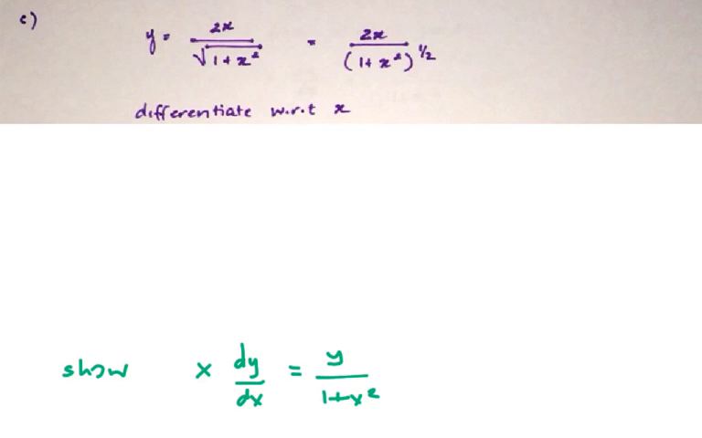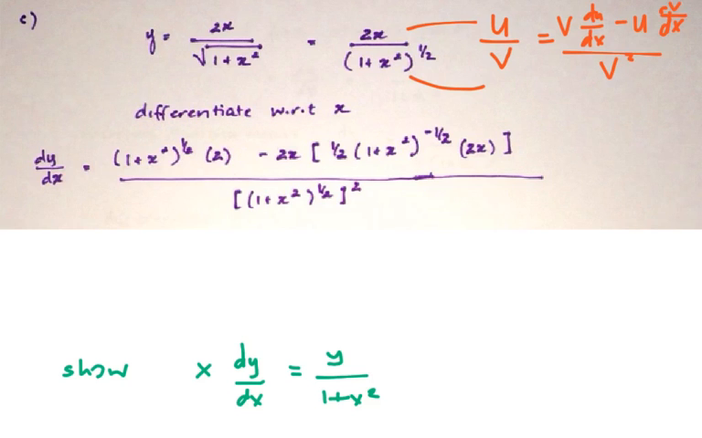So because we have a fraction, we are going to utilize the quotient rule when we're differentiating with respect to x. Therefore, this means that 2x is going to be our u, and 1 plus x squared all to the power of 1/2 is going to be our v. And when we're using the quotient rule, it says that the differential of a fraction of the form u over v is going to be v du dx minus u dv dx all over v squared.